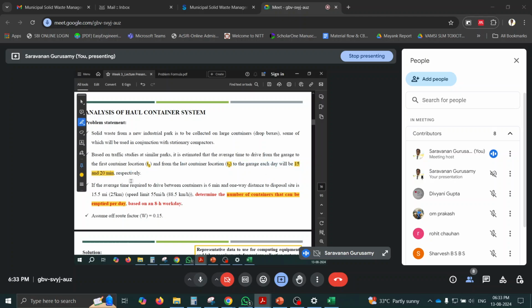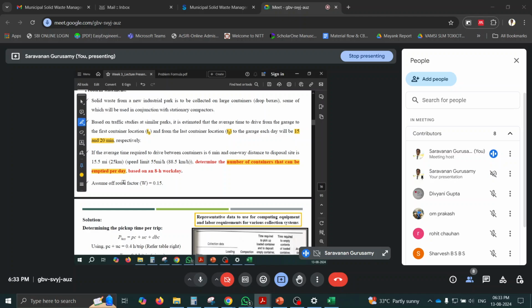Hope you got it, what is T1 and T2? And then what are they asking us to find? The average time required to drive between the containers. So driving between the containers, what is the notation? Drive between the containers.